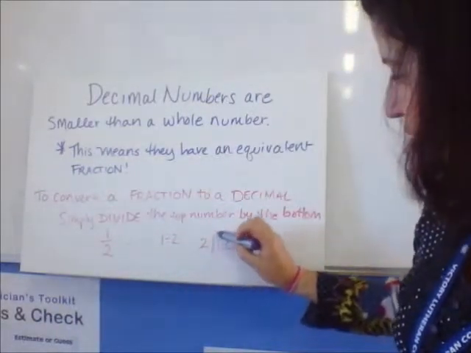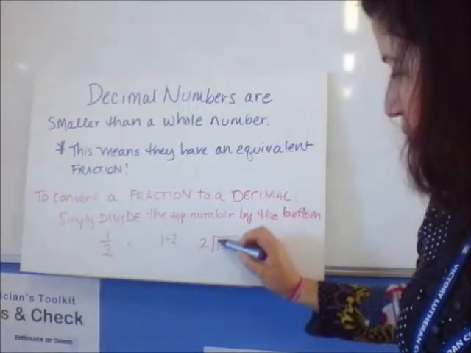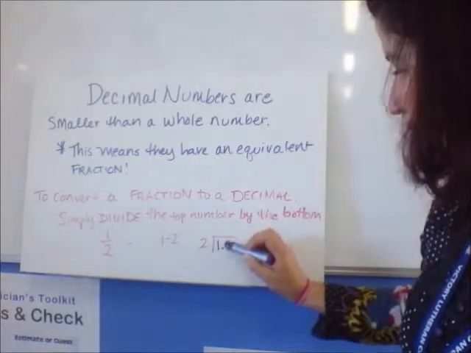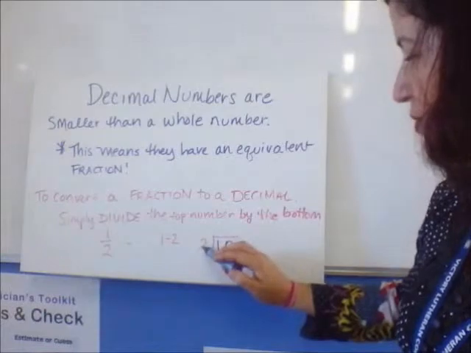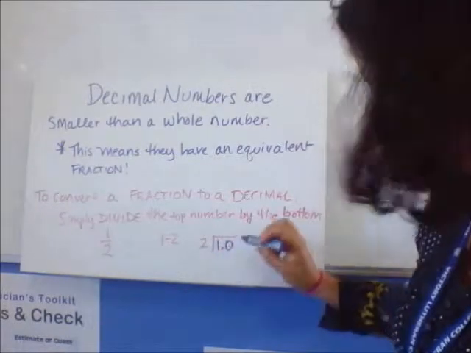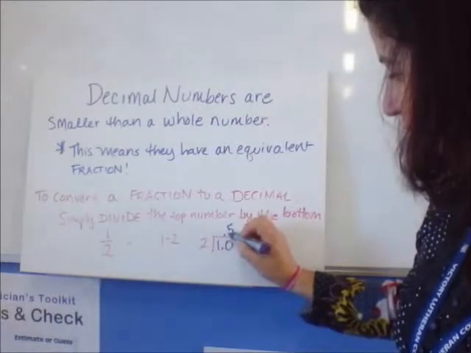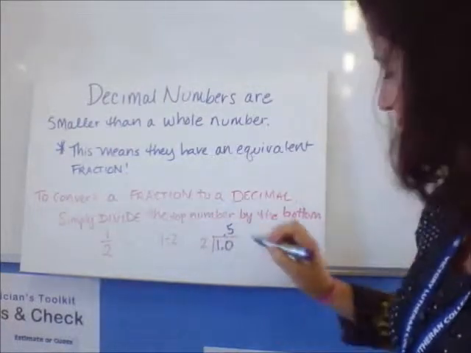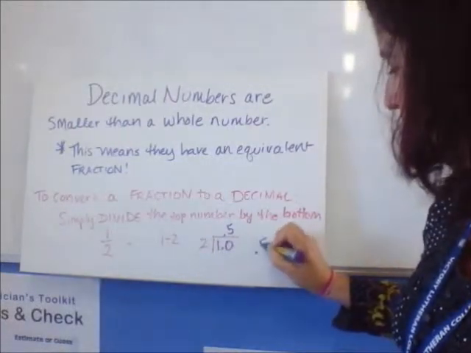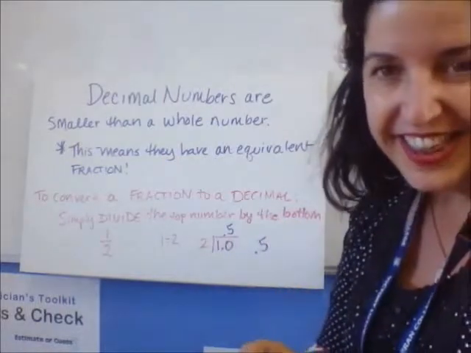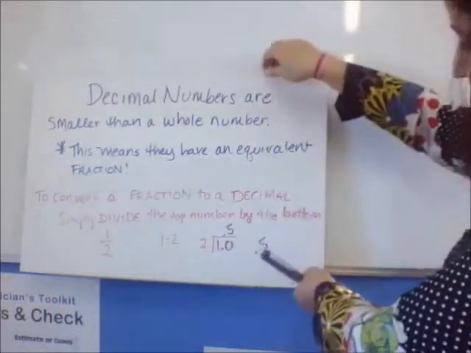So let's do our 2 there. We've put the decimal point, so that's 1.0. We've put the 2 in. The 2 won't go into 1, but it will go into 10. So you bring the decimal point up, and it will go into 10 5 times. So 1/2 is equivalent to 0.5. Okay? That's one method.